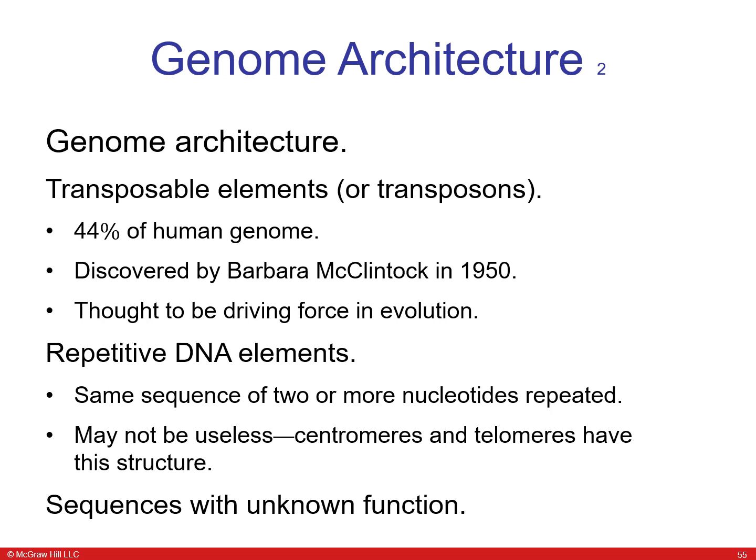We also found there are lots of transposable elements, or transposons, that jump around in our genome, and this is 44% of our human genome, and it's thought to drive evolution. We also have lots of repetitive DNA elements, the same sequence of 2 or more nucleotides repeated. It may not be useless. It used to be thought unimportant, but it might control telomeric function. And of course, we have sequences with unknown function.